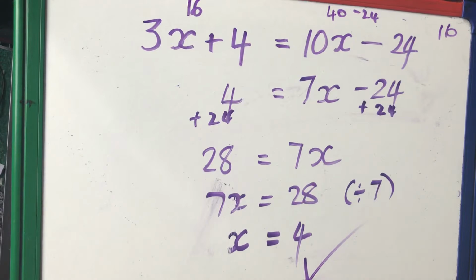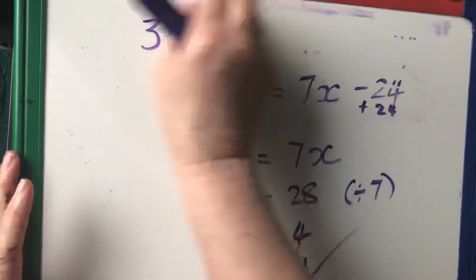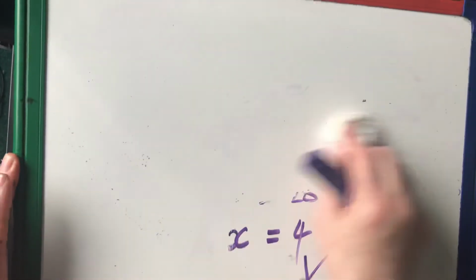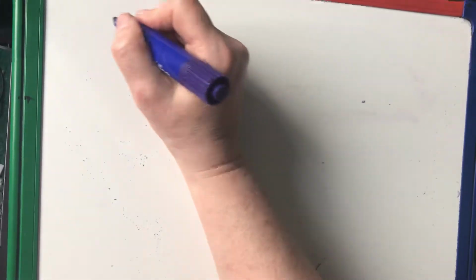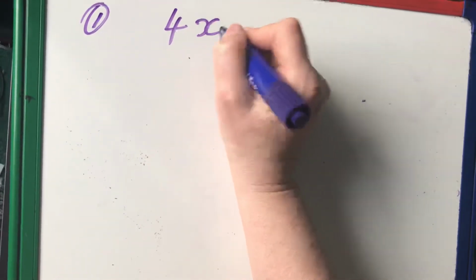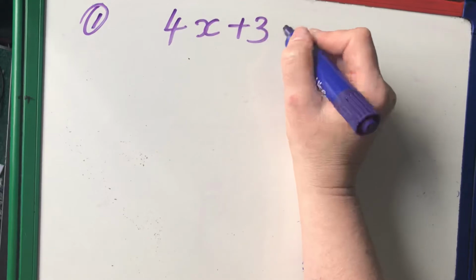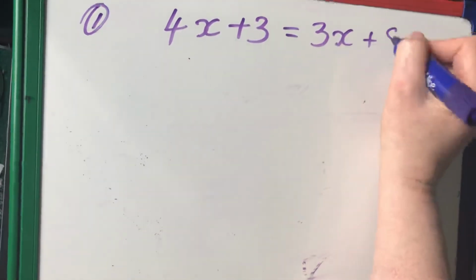Okay. You need to have a go at some yourself. So what I'm going to do, I'm going to put 3 equations here. Grab yourself some scrap paper and a pen or something, or however you normally do it. So I've got number 1, 4x plus 3 is equal to 3x plus 8.